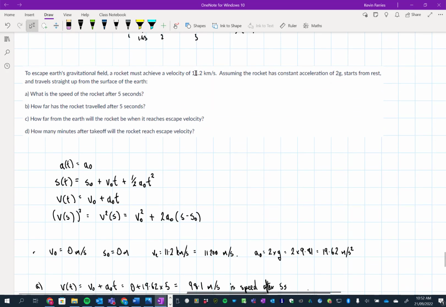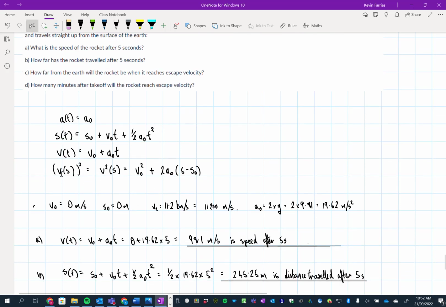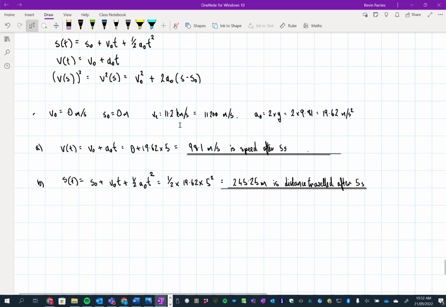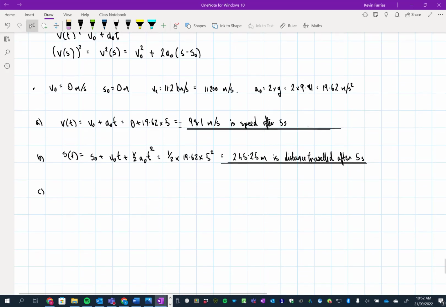So basically for this problem, we're trying to figure out a distance when it reaches a certain velocity. That means we want to use the equation that relates the velocity to the distance. So we're going to use that one there, we're going to use c. The velocity at a given distance squared is equal to the initial velocity squared plus 2 times the constant acceleration times distance take away initial distance.